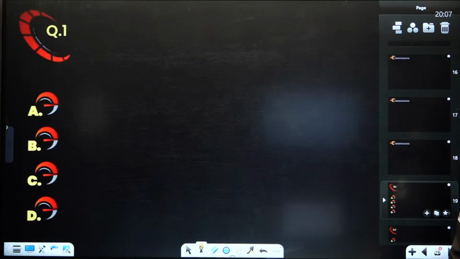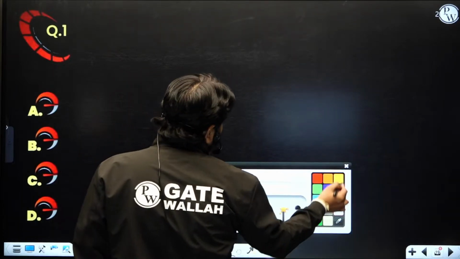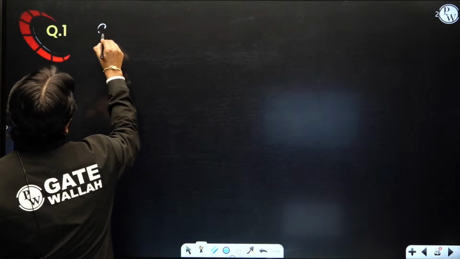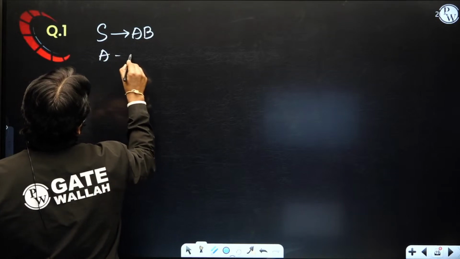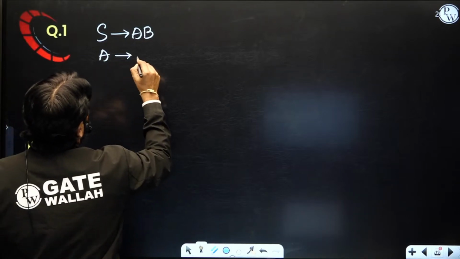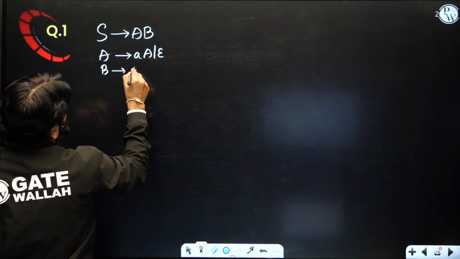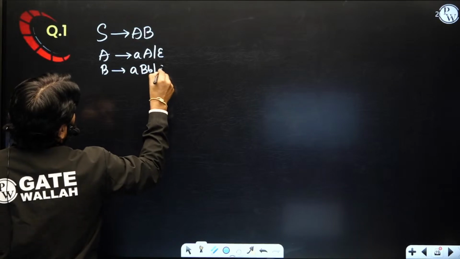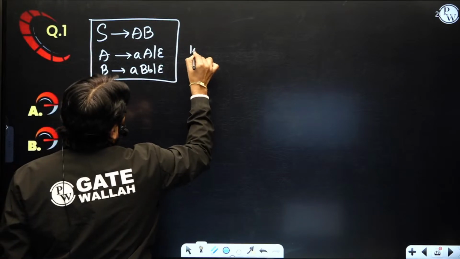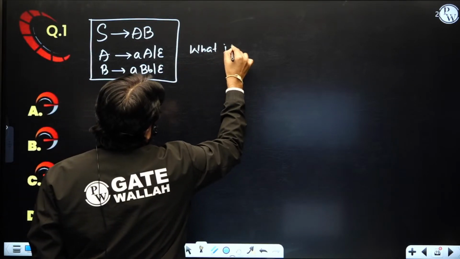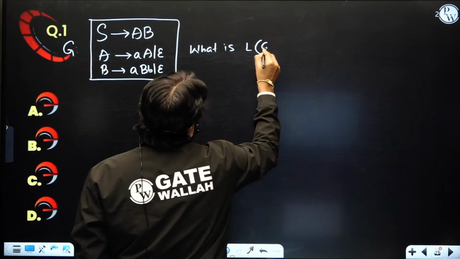Now practice these grammars, which really helps you to understand. First one, similar to the previous one: S derives AB, A derives A or epsilon, and B derives A, B, B or epsilon. This is the grammar, right? You are required to identify the language generated by this. Let's say this is G, and what is L of G?